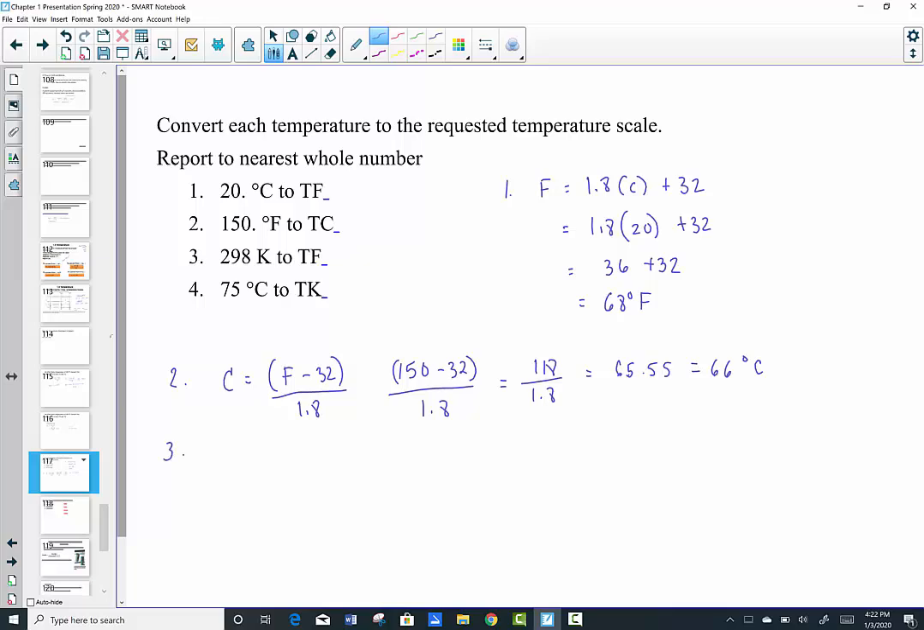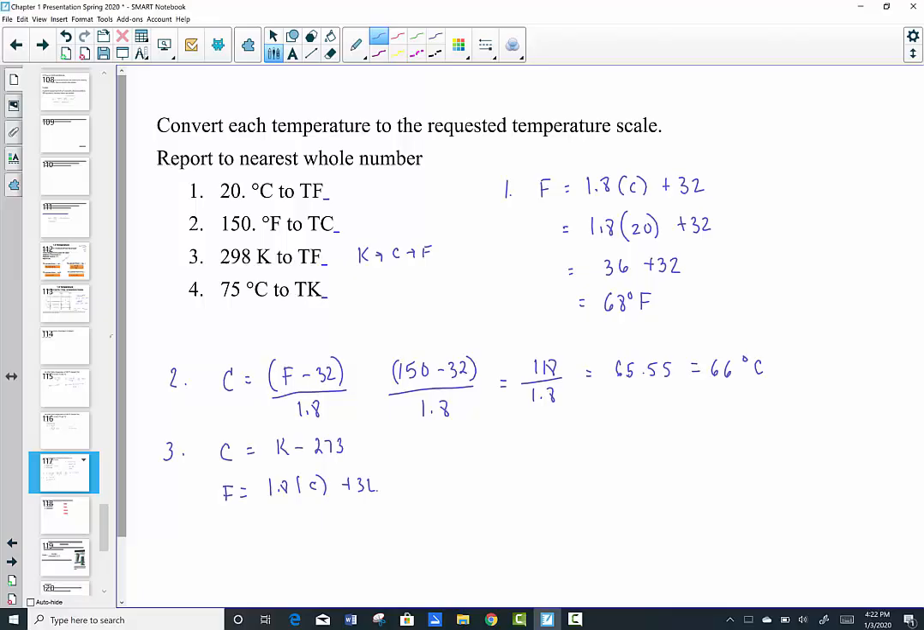How about the third? A Kelvin to a Fahrenheit. Well, I don't have a direct road. I have to go Kelvin to Celsius to Fahrenheit. That's the conversion pathway. So Celsius is found by taking the Kelvin and subtracting 273. And that will give us a Celsius scale. And then from there, we see that Fahrenheit can be found by taking 1.8 times that Celsius and adding 32. So we have to use both of those equations.